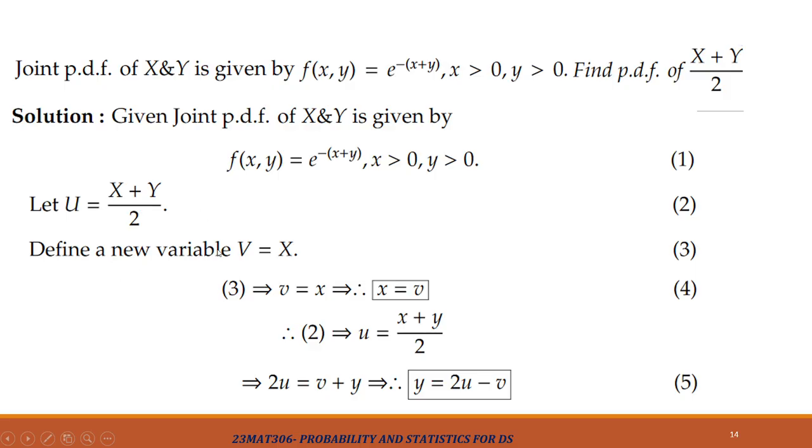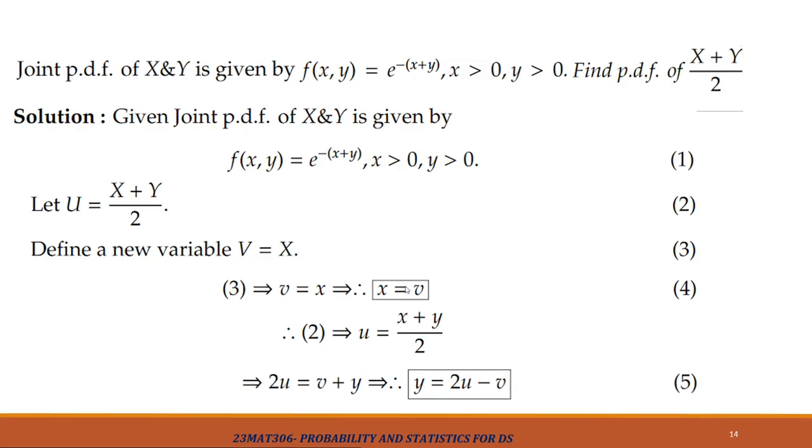Next, we have to define another new variable, v, and we take it as x. So substitute this value in the first equation. In the second equation, we get the values for x and y in terms of u and v.